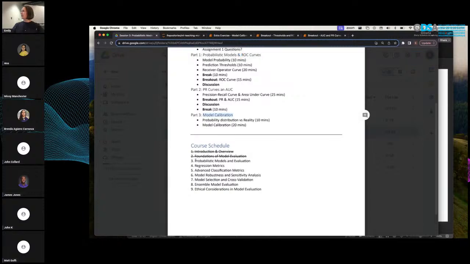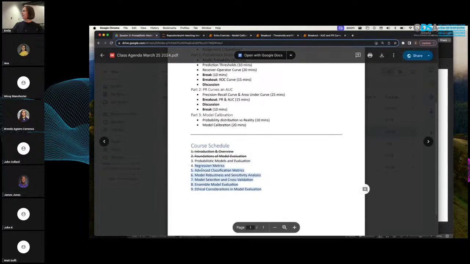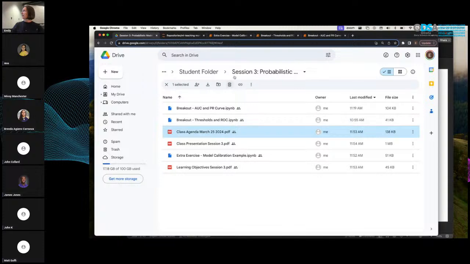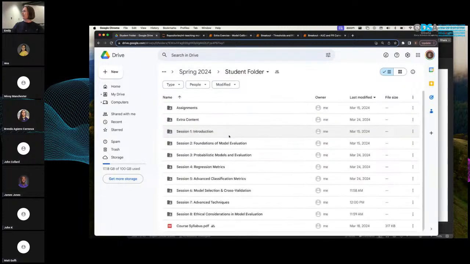So we are now here in session 3, probabilistic model evaluation, and we have these sessions to go. I said I would eventually condense these and figure out what they would be. I finally have done that, so we will not have 9. As I said, we only have 8. So moving forward, it's regression metrics, advanced classification metrics, model selection and cross-validation, and some advanced techniques. I combined and simplified a few things under advanced techniques, and then finally completing with the ethical considerations because I do think that is important.